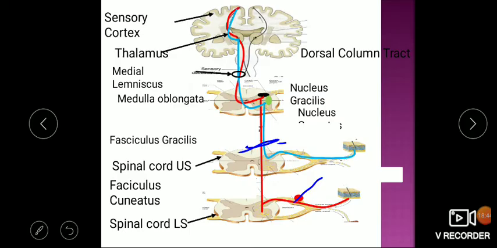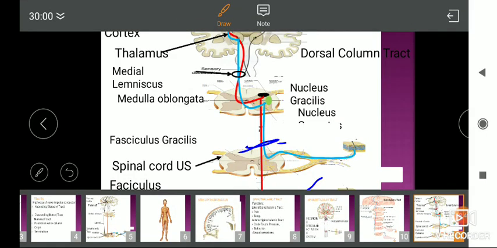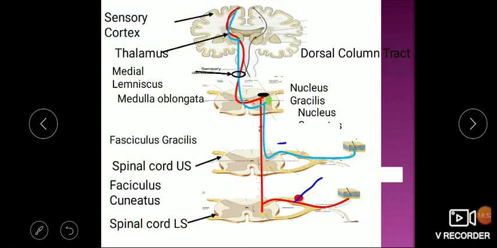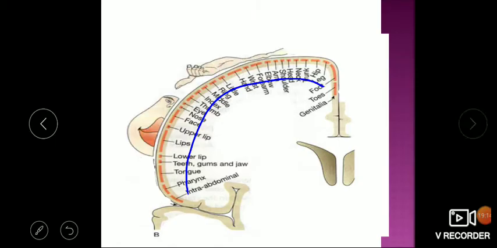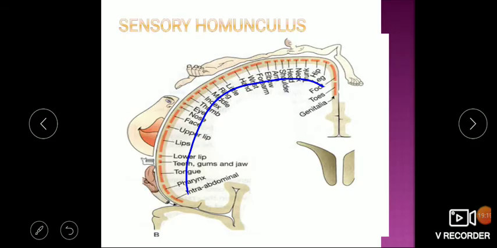The spinothalamic tract, we have seen, goes in the lateral and anterior white matter. Now this one is going in the lateral, posteriorly or dorsally, so it is called the dorsal column tract, also called fasciculus gracilis and fasciculus cuneatus. Similarly, they end just like the spinothalamic tract, going to all areas from the respective parts of the body. Here also they have the same body representation in the sensory cortex. This is also called the sensory homunculus.